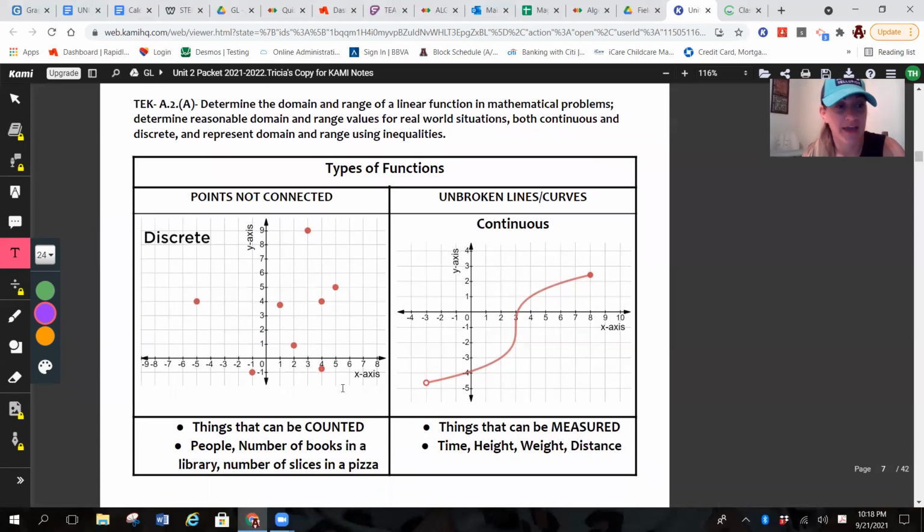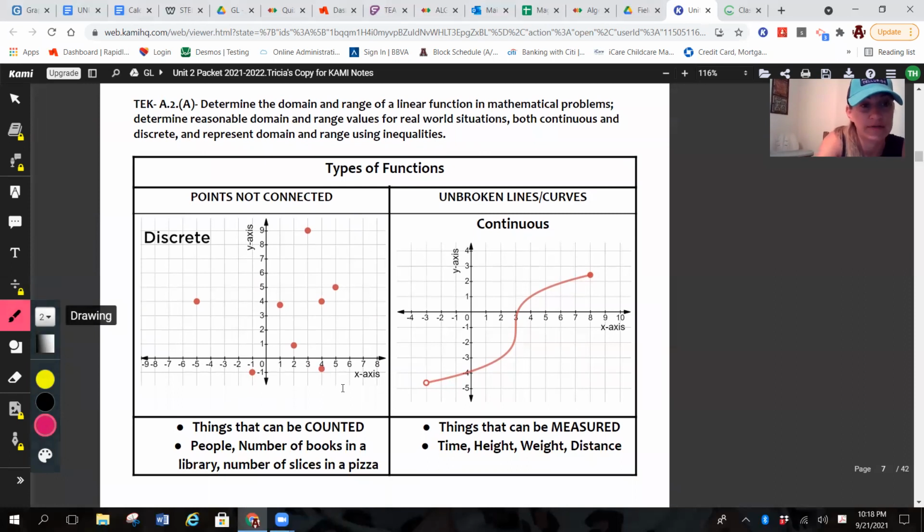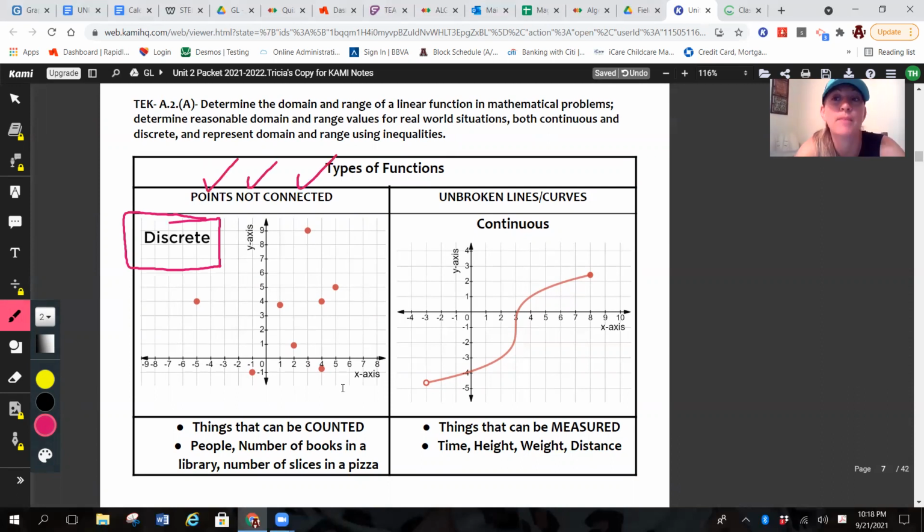So I have written the word discrete. Go ahead and put a box around it and read the definition of discrete. The easiest definition: points are not connected. That's the most basic, boring definition. Discrete is disconnected points, not connected. Random points scattered on a graph.